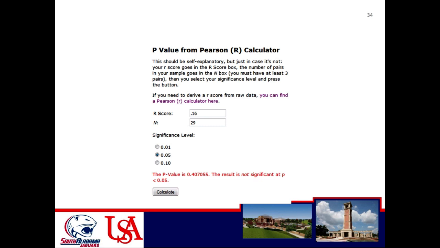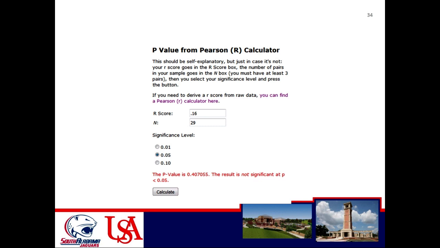And then it asks for our significance level. We're just going to put that as 0.05, because we're usually interested in an alpha, or significance level, of 0.05. So we put in 0.16, we put in 29 for our sample size, we tell it a significance level of 0.05, and then we click on calculate. And it will give us the result right there.